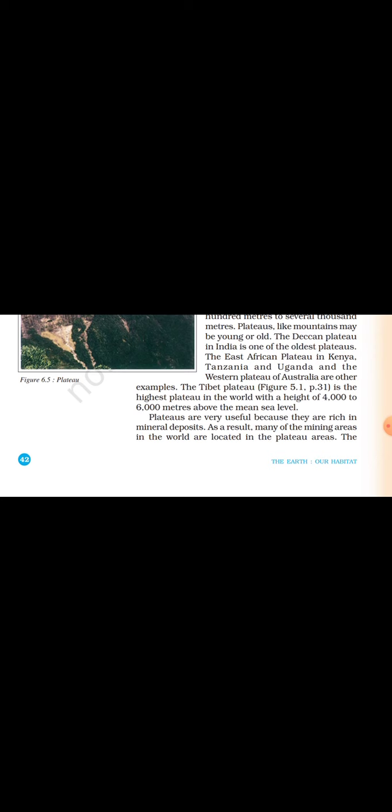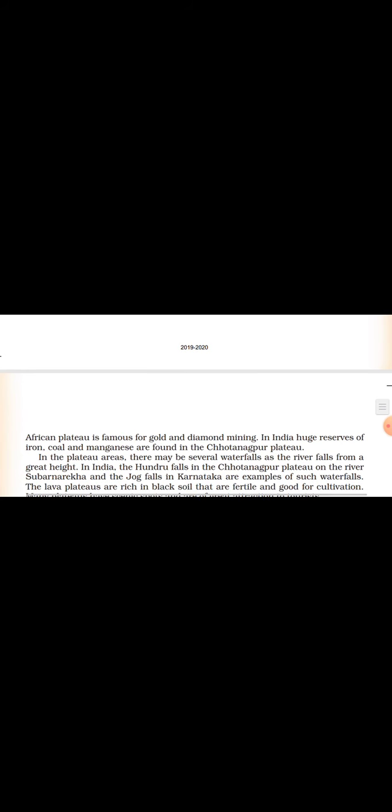As a result, many of the mining areas in the world are located in plateau areas. The African plateau is famous for gold and diamond mining. India is famous for iron, coal, and manganese. Plateaus also have several waterfalls. Hundru Falls in the Chotanagpur Plateau on the river Subarnarekha, and Jog Falls in Karnataka are some examples of waterfalls in the plateaus. Many plateaus have scenic spots and are of great attraction to tourists also.